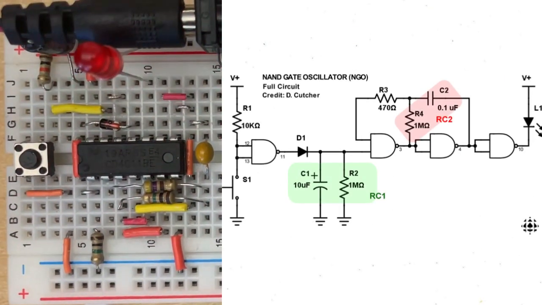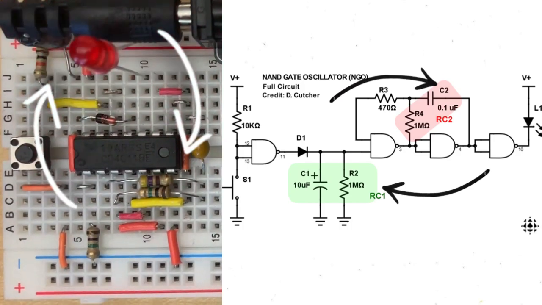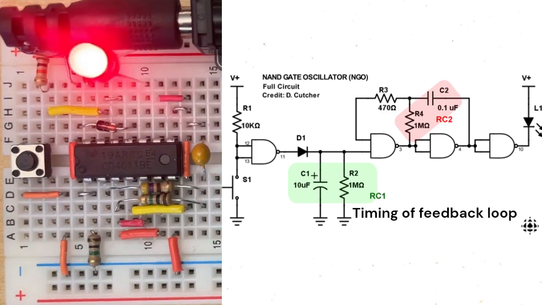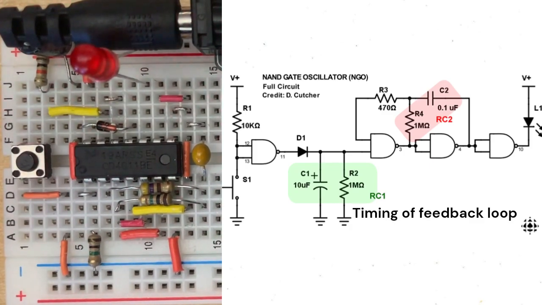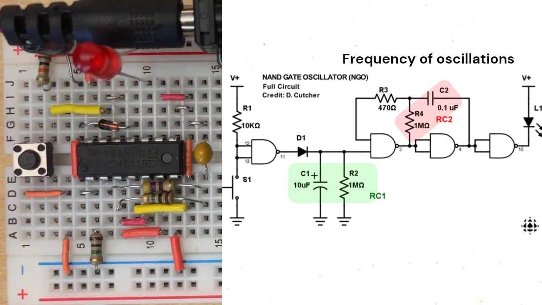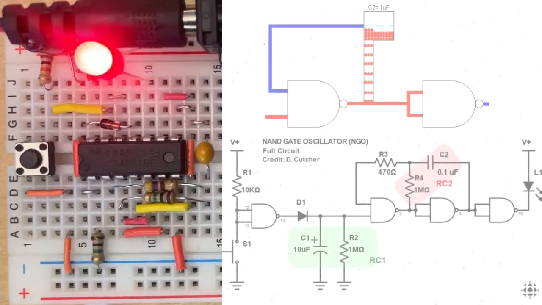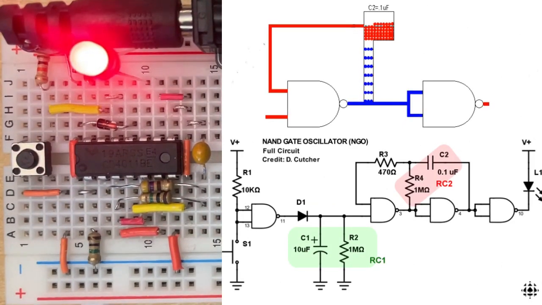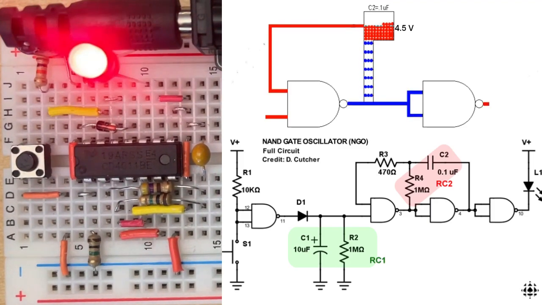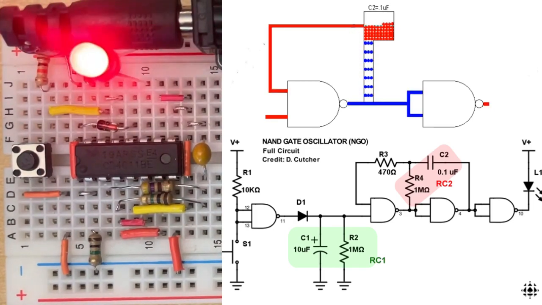In the NAND gate oscillator, RC1 and RC2 are resistor-capacitor networks that control the timing characteristics of the oscillator. RC1 controls the timing of the feedback loop, influencing the stability and duration of each oscillation cycle. RC2 determines the charging and discharging time of the capacitor, regulating the frequency of oscillations. The capacitors store and release electrical energy after hitting a certain threshold, which in this case is 4.5 volts since we are using a 9-volt power source. The resistors determine the rate at which the capacitors charge and discharge, collectively determining the oscillation frequency and waveform characteristics of the circuit.